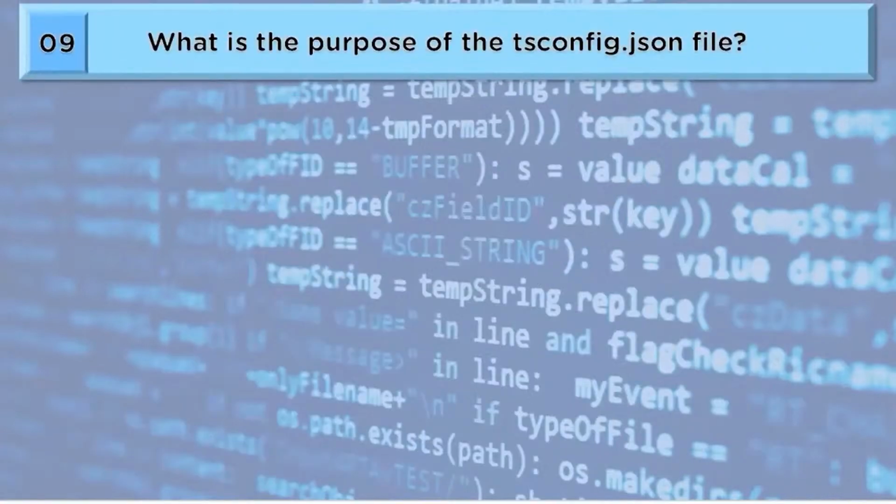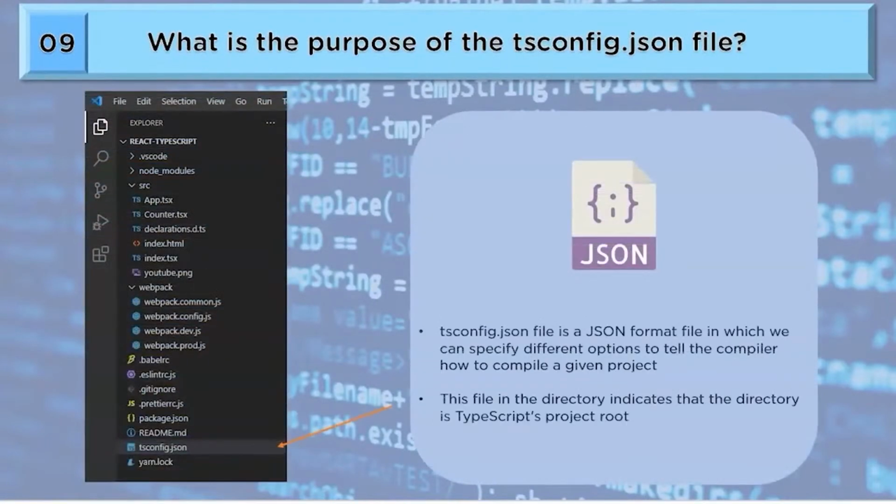What is the purpose of the tsconfig.json file? The tsconfig.json file is a JSON format file in which we can specify different options to tell the compiler how to compile a given project. This file in the directory indicates that the directory is the TypeScript project root.